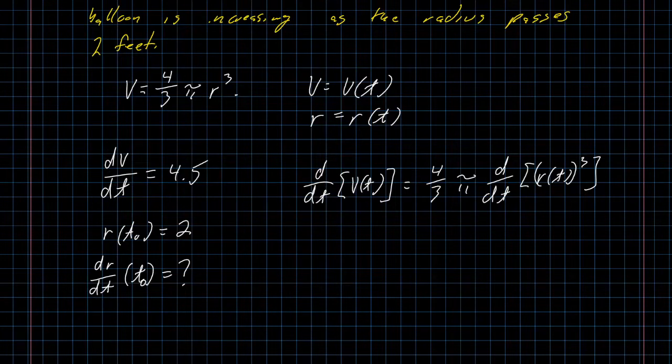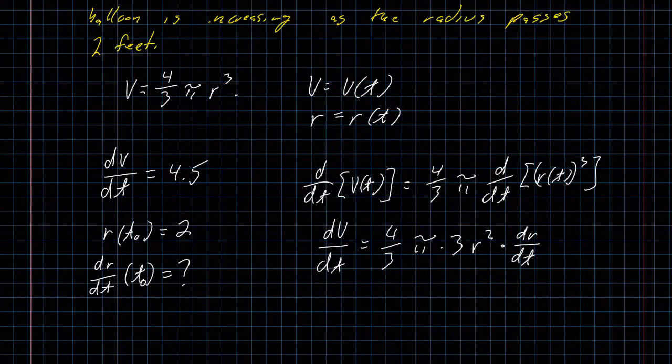The derivative with respect to t of v is going to be dv dt. 4/3 and pi are going to be constants. The derivative with respect to t of r cubed, right? The derivative of something cubed is 3 times that thing squared. But because it's r, it's a function of t, we have to use the chain rule and multiply that times r prime, or dr dt. And so we could take an equation that is well known, we can differentiate implicitly, and that gives us an equation that has all the parameters we need.